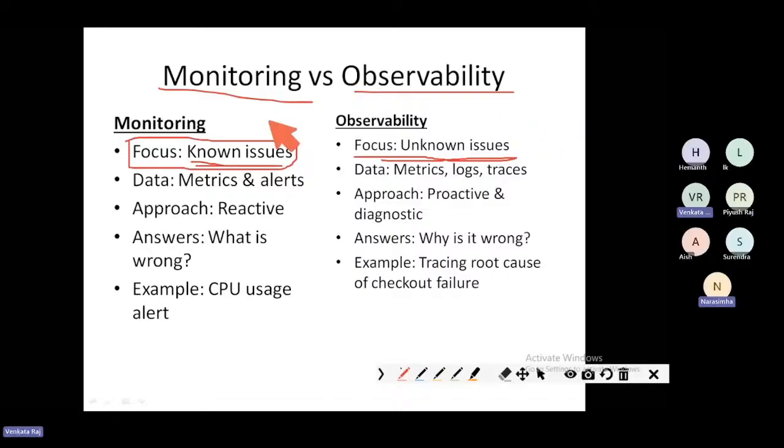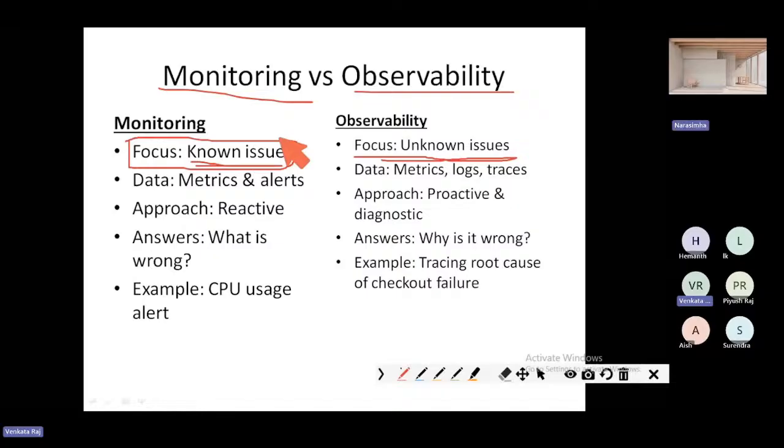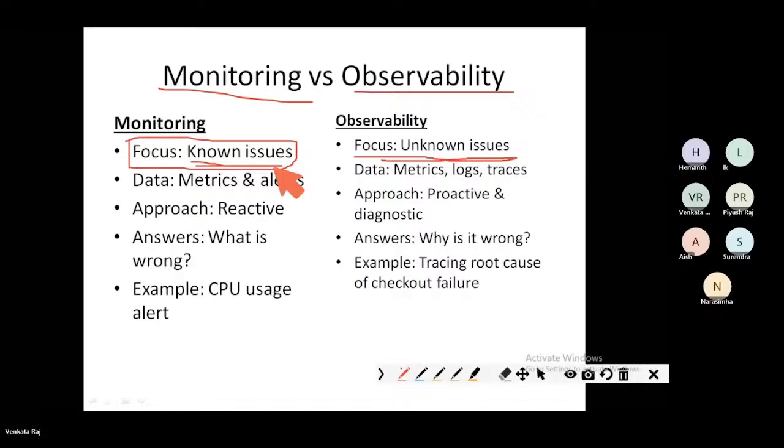In case of monitoring, what do you do? You will simply get the issue. So I'll request everyone to go on mute, please. In monitoring, you will get the issue and simply report it to the concerned team. You are not going to do any debugging from your side. You are not going to try to find out any root cause from your side. Clear, everyone? But in case of observability, we try to find out the unknown issues.